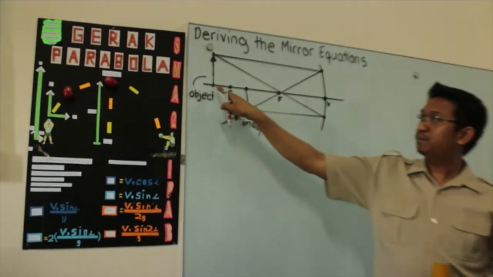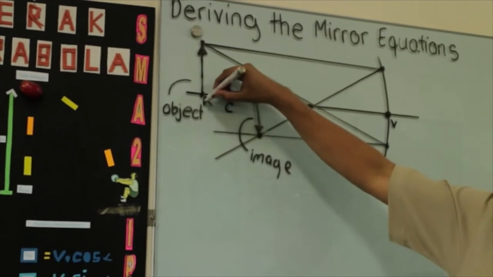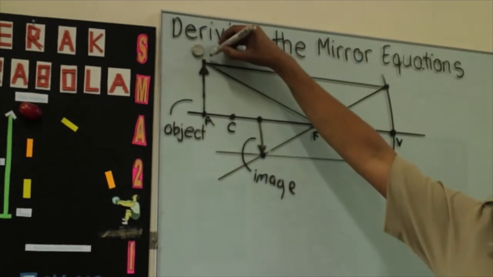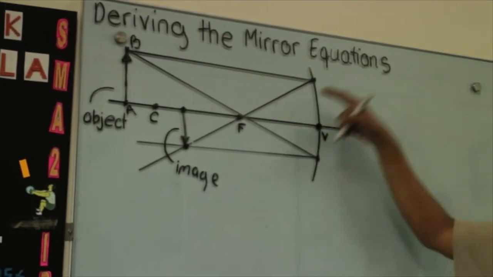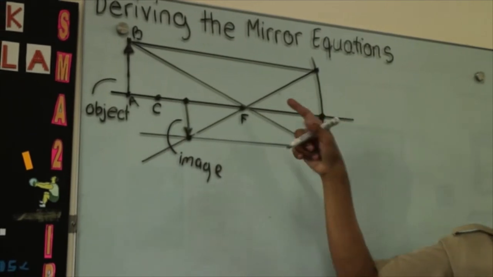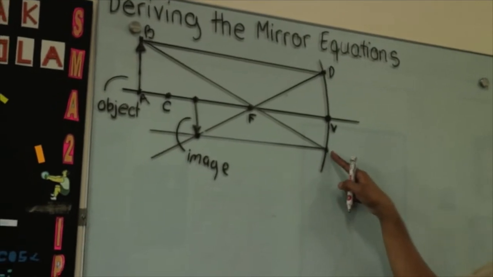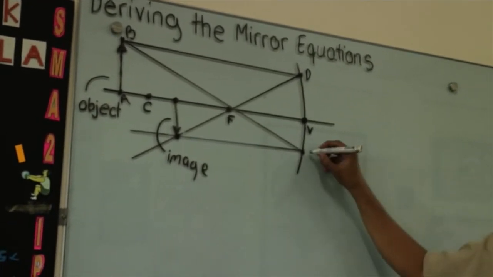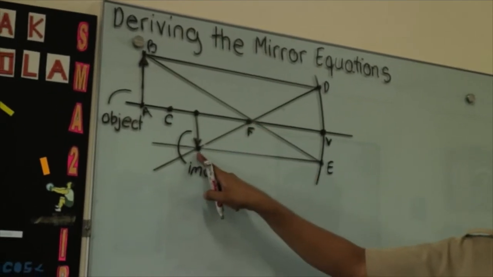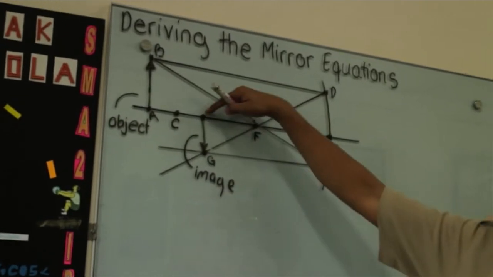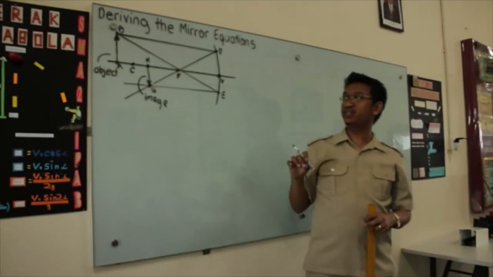So what name for this point would you like to assign? A. Point A, okay, we can use A for this. How about here? B. Okay, let's use B. How about this point? Point E? D, okay, because we already have C here. Next, what name do you want to assign for this? E. Okay, point E. How about here, because we already have point F here? G. And here? H.